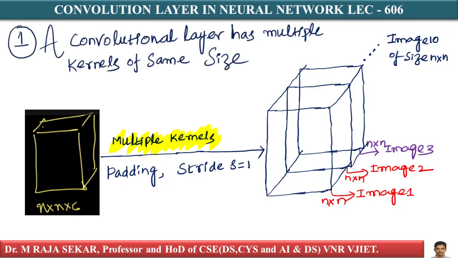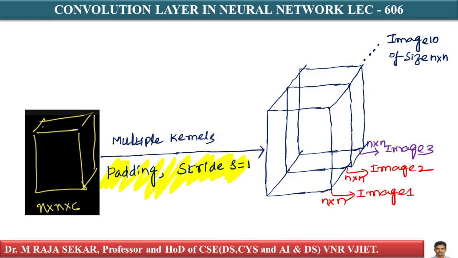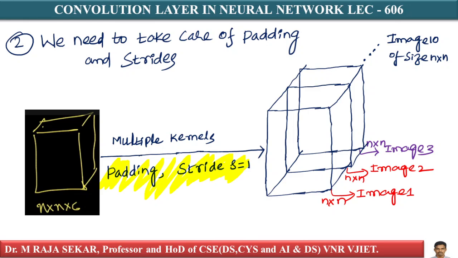What is my first point? A convolutional layer has multiple kernels, all of the same size. In some cases, the sizes can differ, but for simplicity, let's assume that sizes are all the same. Second thing is, I must take care of padding and strides.